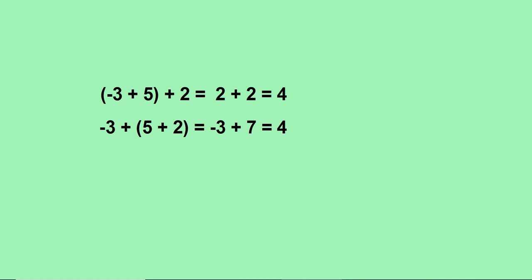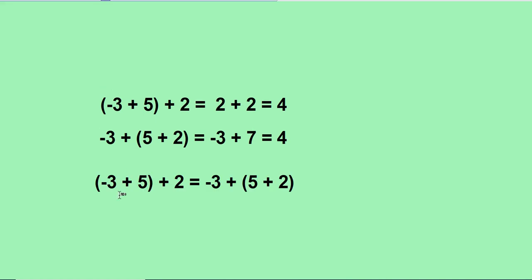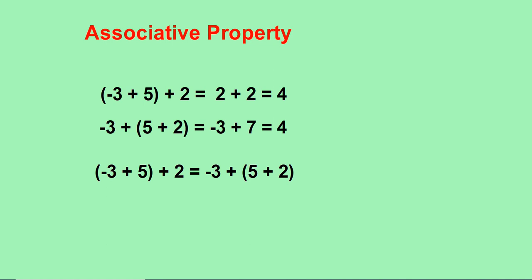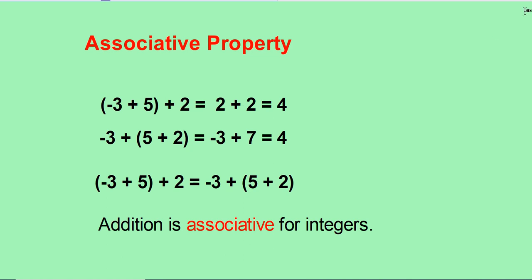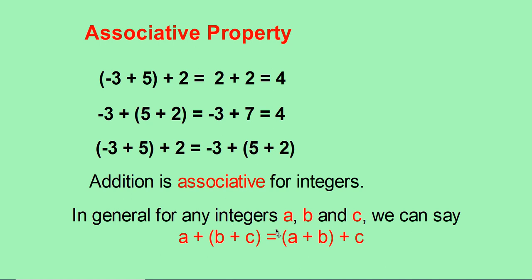Now here, negative 3 plus 5 plus 2 is equal to negative 3 plus 5 plus 2, grouped the other way. This property we can call as associative property. So we can write addition is associative for integers. So in general we can say, for any integers a, b and c, a plus b plus c is equal to a plus b plus c with the grouping changed: (a + b) + c = a + (b + c).